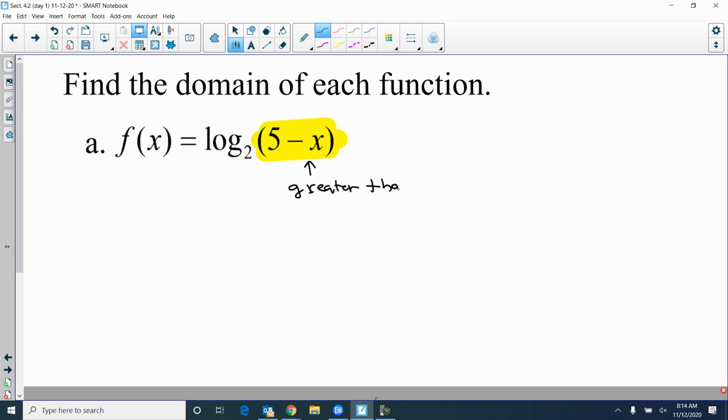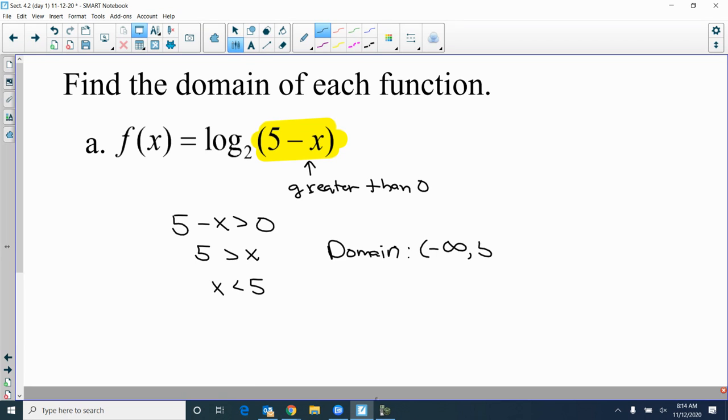You cannot take the log of 0 or a negative number. So for this one here, we just need to do 5 minus x is greater than 0, and then solve that. Well, I'm going to add x, so I get 5 is greater than x, which means x is less than 5. So my domain is negative infinity to 5, does not include 5.